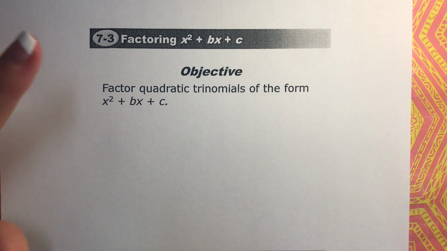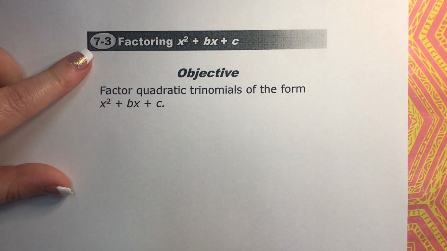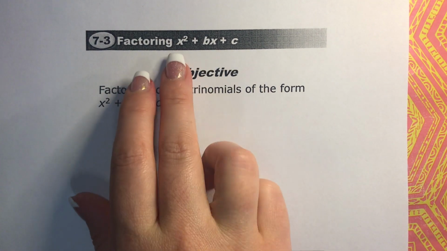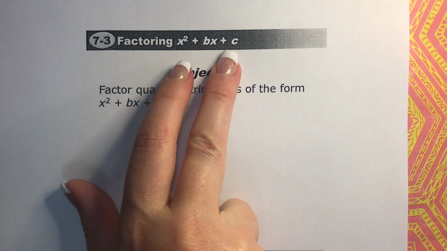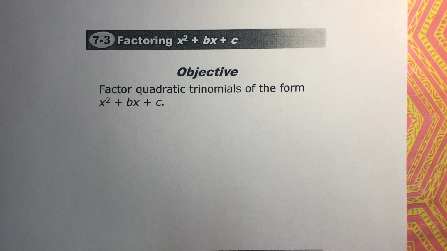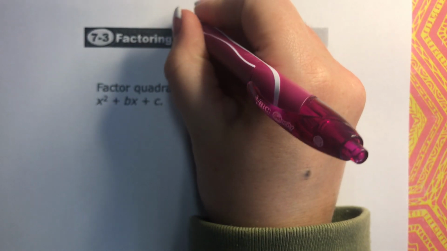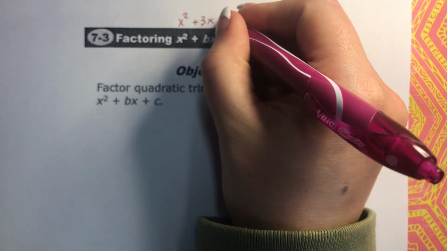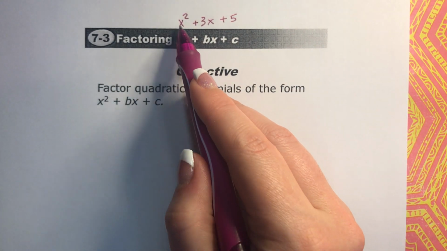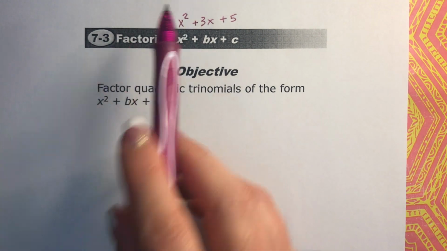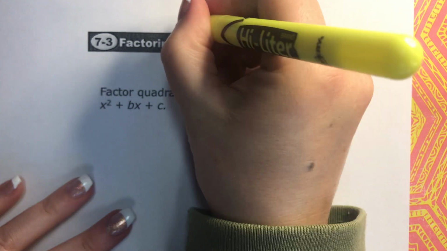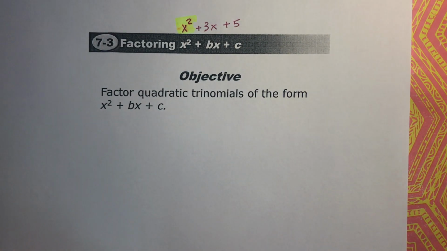Hello! We are going to get started with Chapter 7, Lesson 3. We're going to be factoring trinomials of the form x squared plus bx plus c, and b and c are just numbers. So it's just going to be something like this, for instance, where b and c are just a number. The key thing about this section is recognizing that this x squared is just x squared.